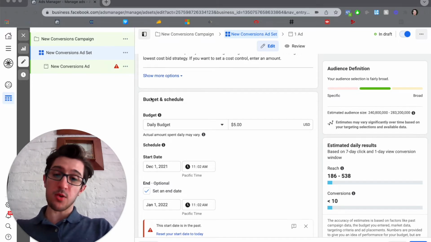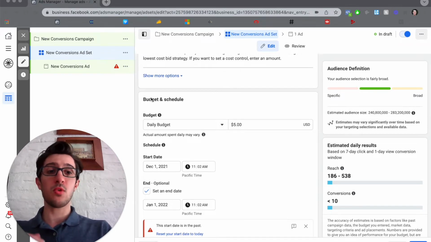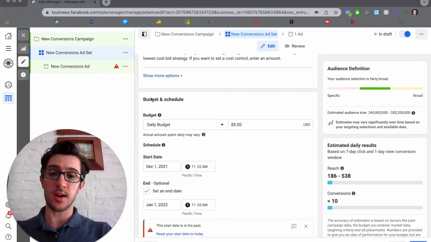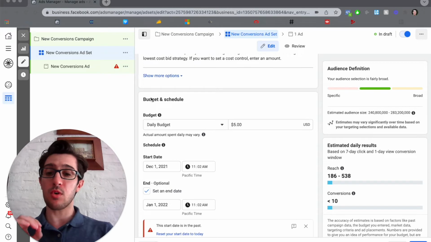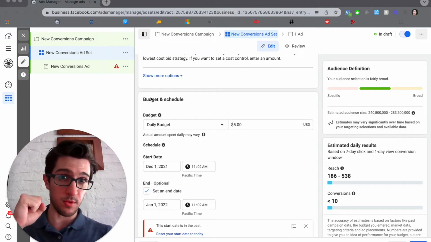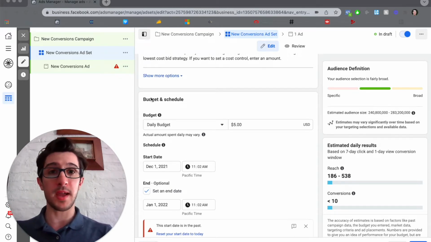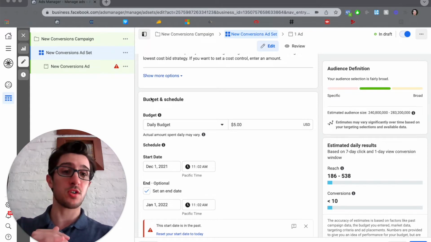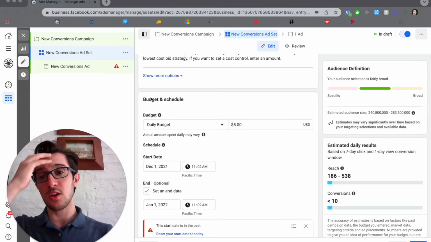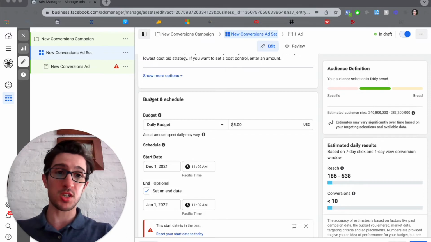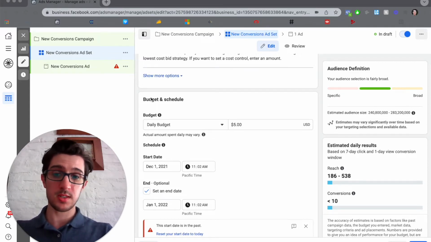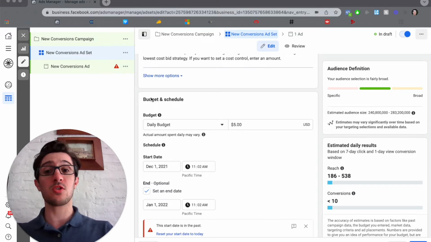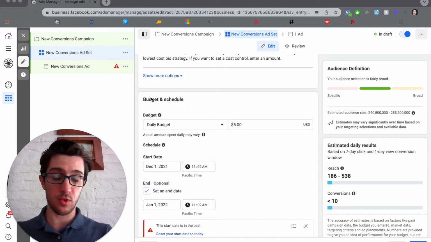In terms of how quickly you want to see results, the more money you spend, the faster your ads will be shown to the audience. So if you only have $5 a day, your ad will only be shown to a small group of people. On the other hand, if you are spending $100, $500, maybe even $1,000 a day, your ad is going to be shown to a much larger group of people. So what does this do? This allows you to come to a decision and a conclusion on how well your ad is performing.